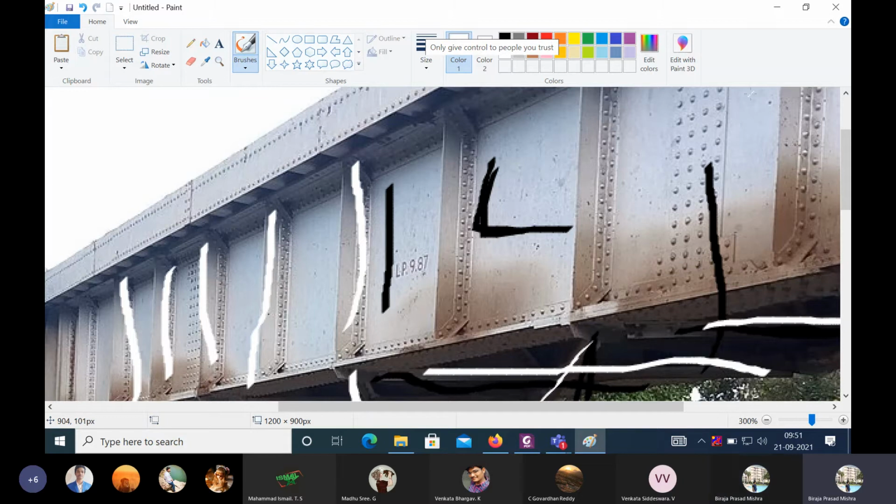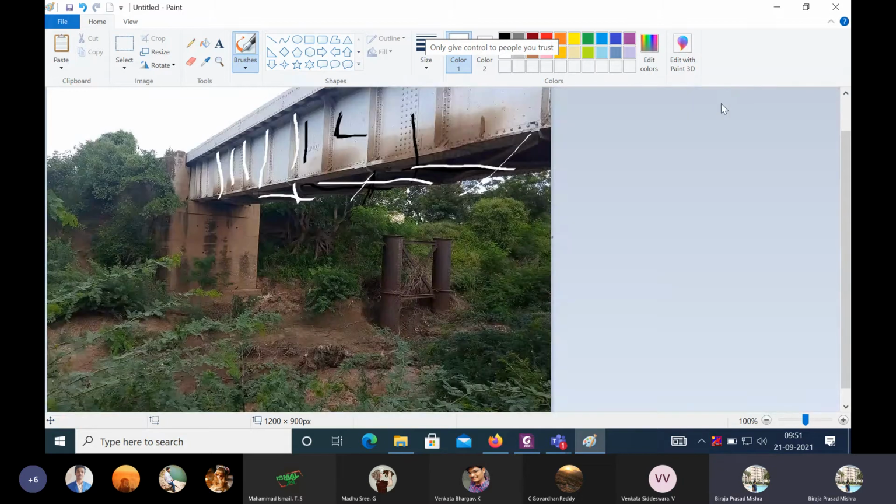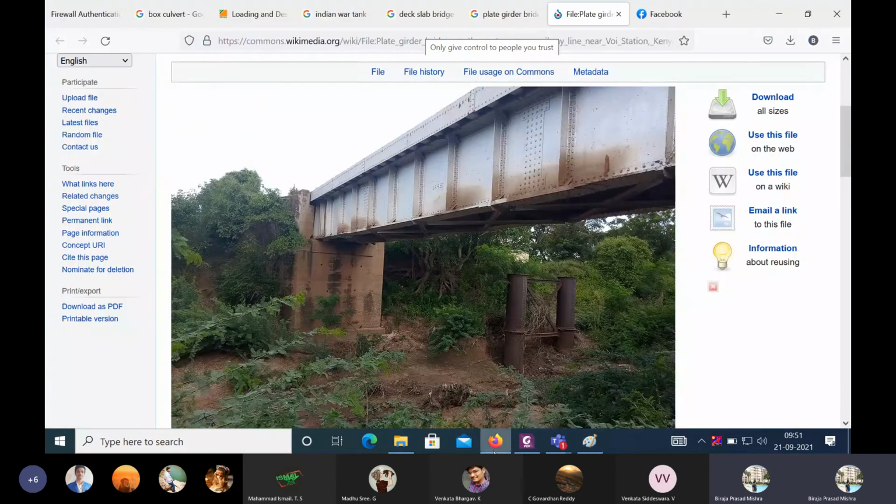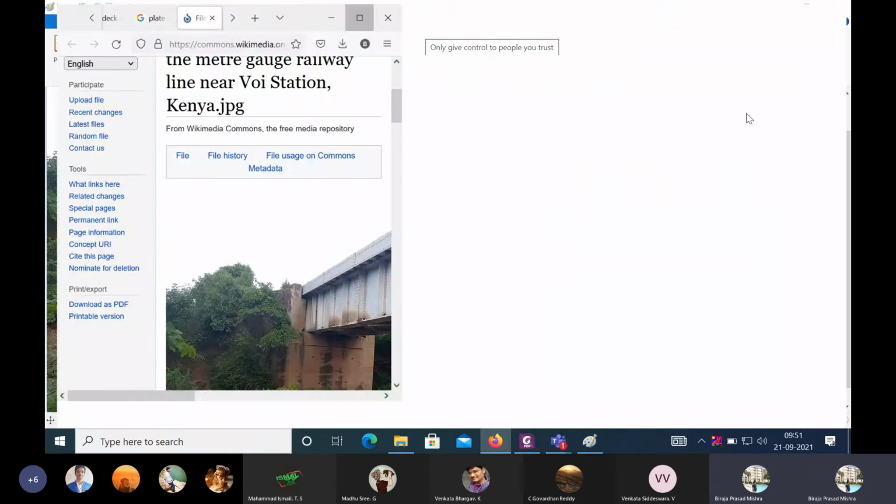Okay. Generally this kind of bridge we use for heavy loads. So what are the heavy loads? The trains. For railway bridges, we generally go for this plate girder type of bridge. Another plate girder bridge can also be there.